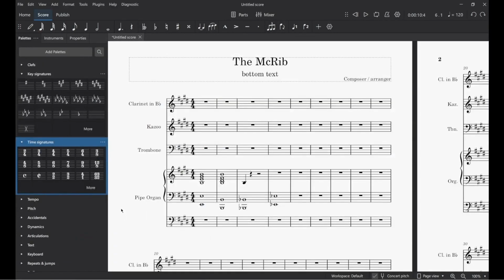For 3/4, you've got three beats in a measure. So it's like 1, 2, 3, 1, 2, 3. That strong beat is on one, and you have two beats after that instead of three. Those are by far the most common ones that you will see.